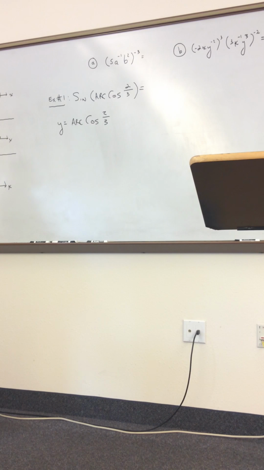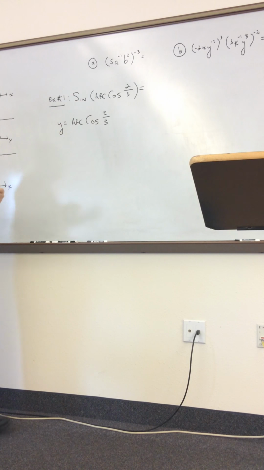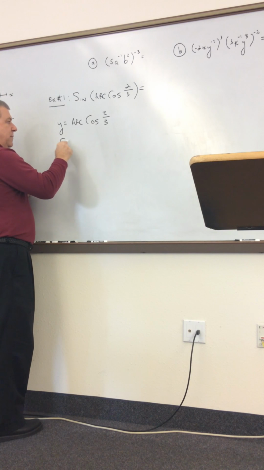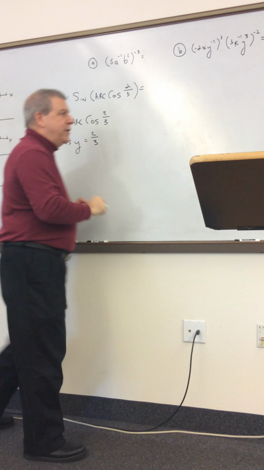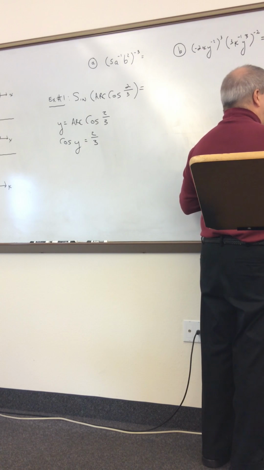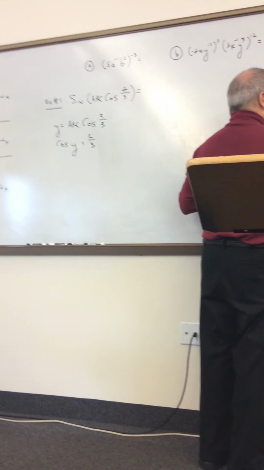What's the next thing you write down? Now you've been doing this part every day. In other words, what does that mean? You've been doing it since Monday. Now, come on, this part you've been doing since Monday. You know, you got y equals something. What's that mean, Max? Cos y equals 2/3. And over here, the tan of y equals negative 5/12.